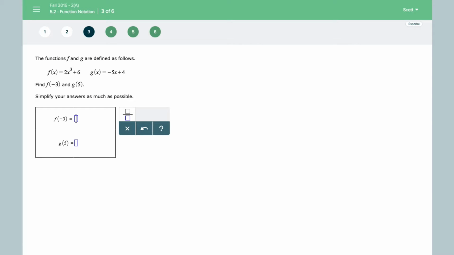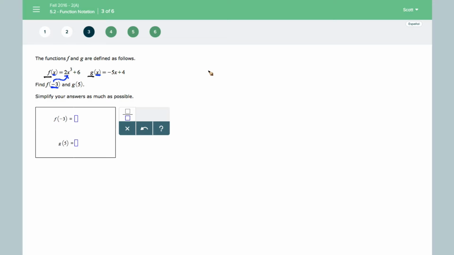This one, we've got two different functions. We have an f function and a g function. Both functions, we're replacing the x's right here. Okay, in both cases, we're replacing x. So what are we replacing x with? Well, with the f function, we're replacing x with -3. So we take that and put it right here.